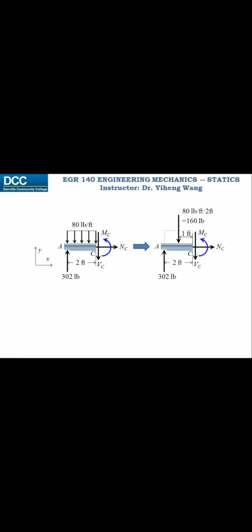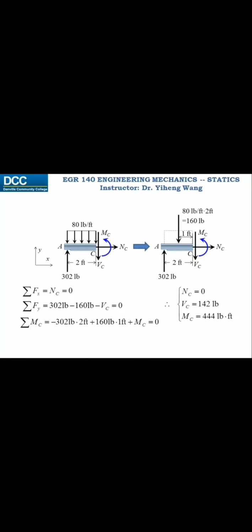We need to replace the distributed load by an equivalent concentrated load. Now we set up the rigid body equations and we can solve for all 3 unknowns. What if we have a 3-dimensional problem?